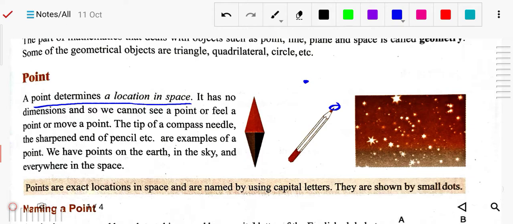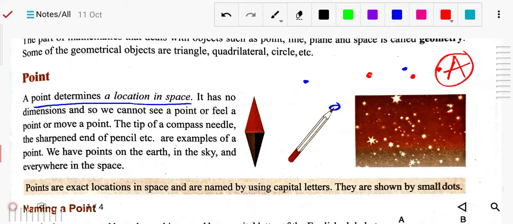So exactly how we can define the point? Points are exact locations in space and are named by using capital letters. They are shown by small dots. Means points are exact locations in the space, means it is exactly where it is. Suppose here it is, so it shows the exact location. Then how will we name it? Its naming always should be with capital letters. Any alphabet letters we can use, A, B, C, D, E, any, but it should be in capital letters. Generally it is just like a small point.